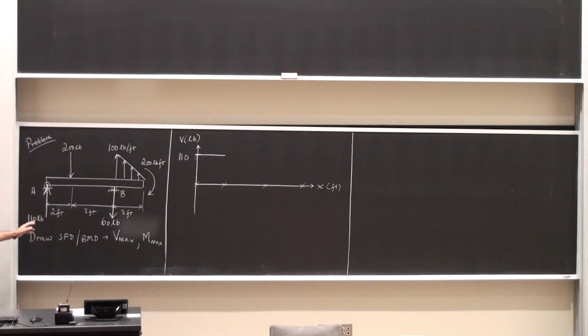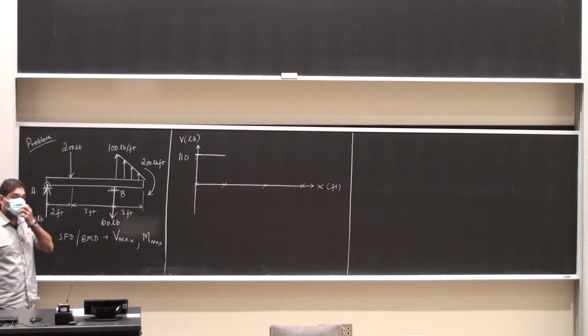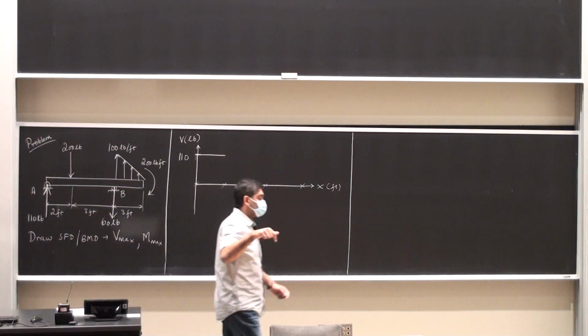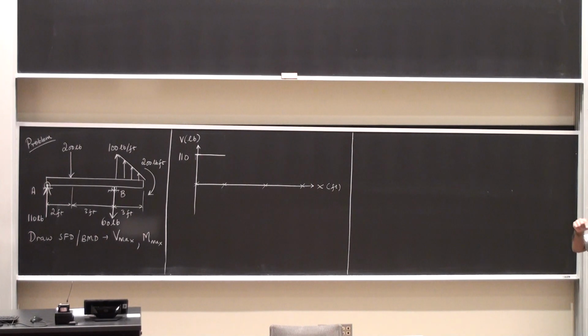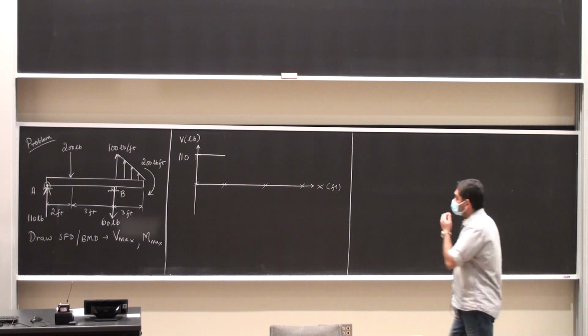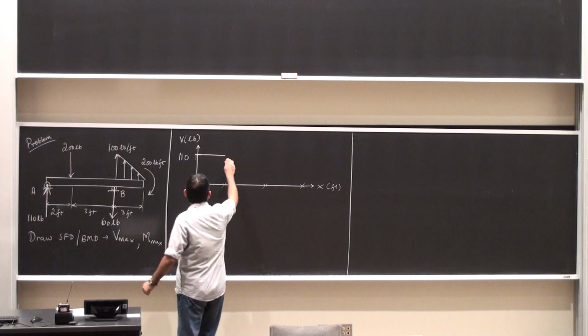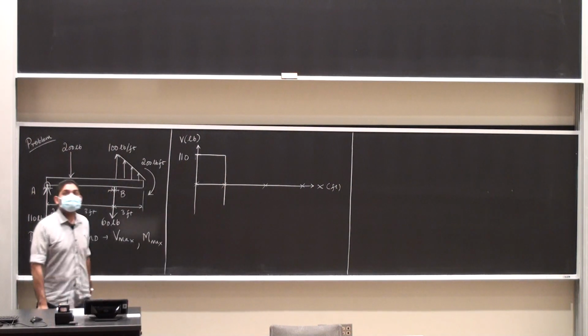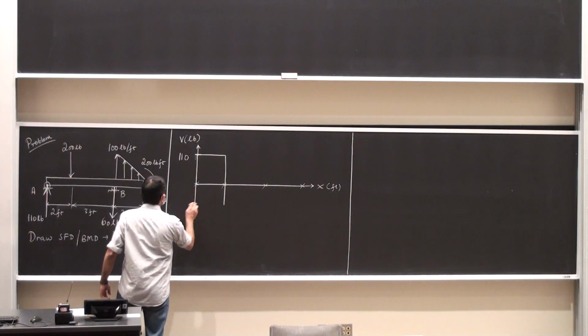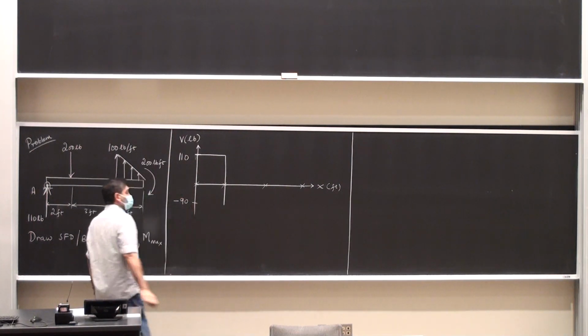Then I see that there is a force of magnitude 200 pounds acting in the downward direction, which means that this is going to push me down by the difference between 200 and 110 pounds. So all the way down to minus 90 pounds. Does this make sense to everybody?